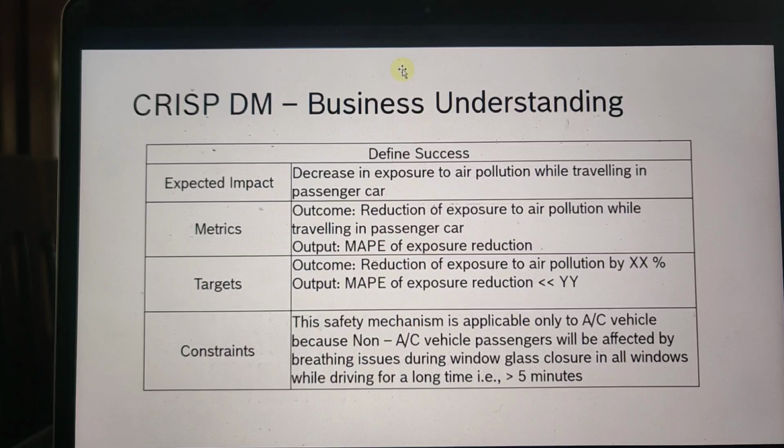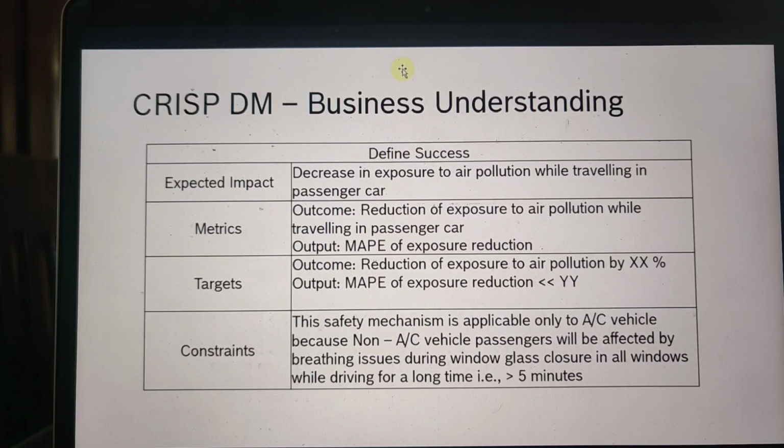So here, my expected impact is that I need to decrease the exposure to air pollution while traveling in a car. In terms of outcome and output metrics, the outcome is the reduction of exposure to air pollution while traveling in a passenger car. And my output is the mean absolute percentage error of exposure reduction by a certain X value. The target is also the same, a certain percentage of reduction in exposure to air pollution.